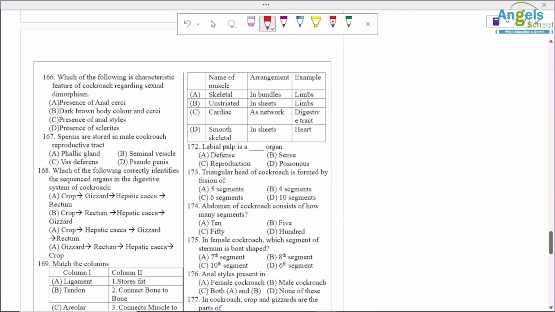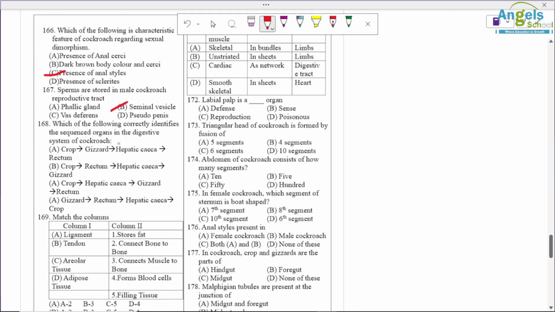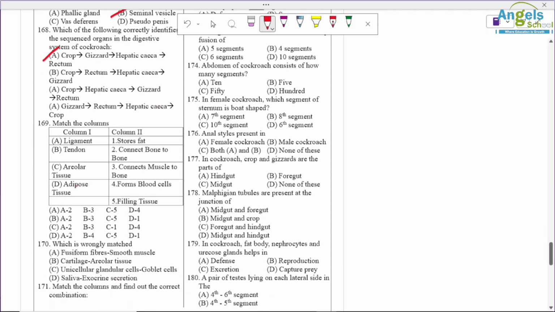Which of the following is a characteristic feature of cockroach regarding sexual dimorphism? The presence of anal style in a male shows sexual dimorphism in cockroach. Sperms are stored in the male cockroach reproductive tract in the seminal vesicles. Which of the following correctly identifies the sequence of organs in the digestive system of the cockroach? First is crop, gizzard, hepatic caeca and rectum, so A is the correct answer.